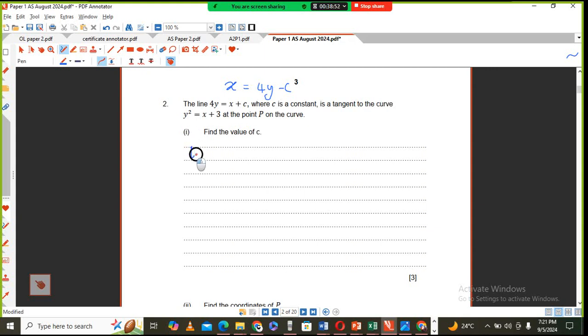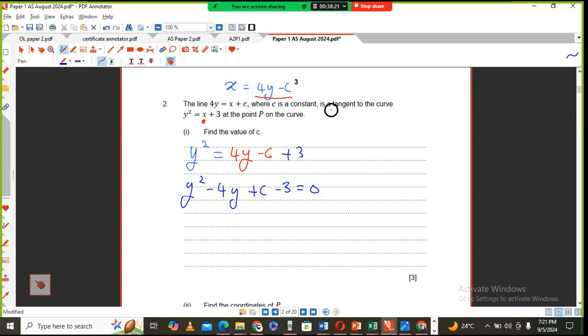So now you have y squared equals, so in the place of the x, you replace this x here by that which is 4y minus c. Then from this point onwards, you only add the 3. So now you clear this up because it becomes a quadratic, so it's y squared minus 4y, then becomes plus c minus 3 equals to 0. Are we together so far?